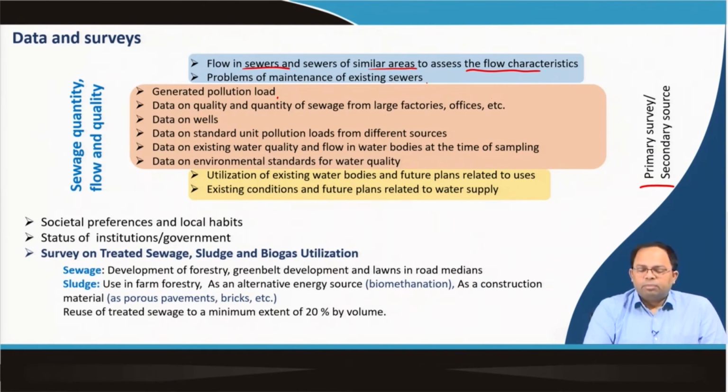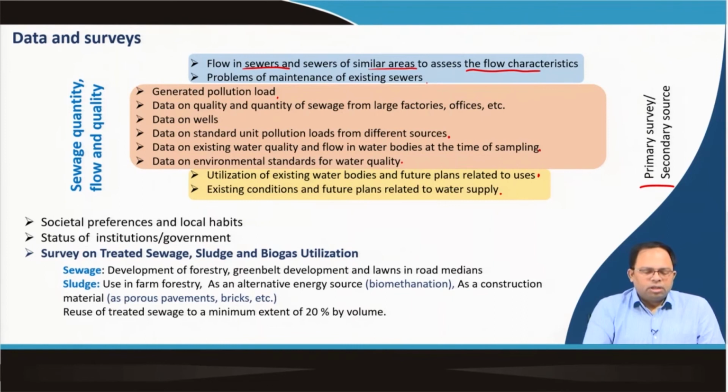data on standard unit pollution loads from different sources, data on existing water quality and flow in water bodies at the time of sampling, data on environmental standards for water quality, then utilization of existing water bodies and future plans related to uses and existing condition and future plans related to water supply. So, we need to understand how the city is planning to augment its water supply, and then how the existing water bodies, what plans do they have, and then we have to relate our sewerage or sanitation plan with these particular existing plans as well.